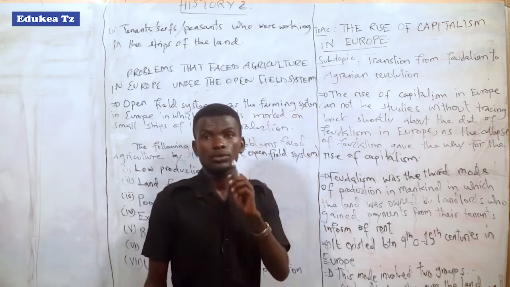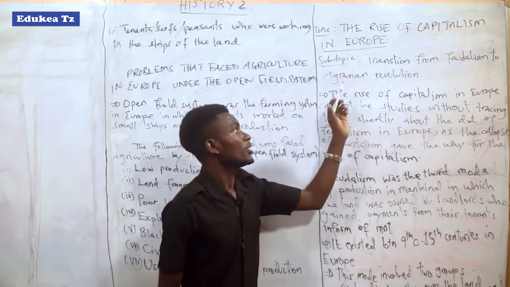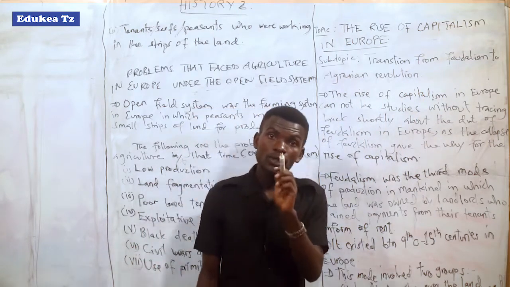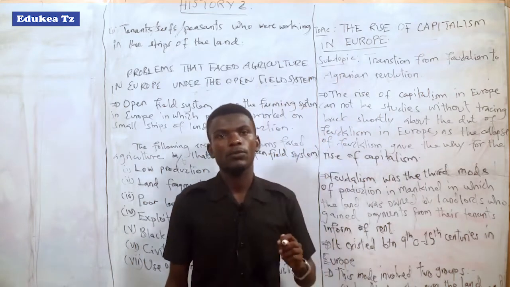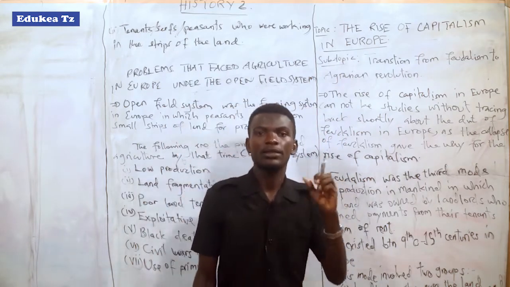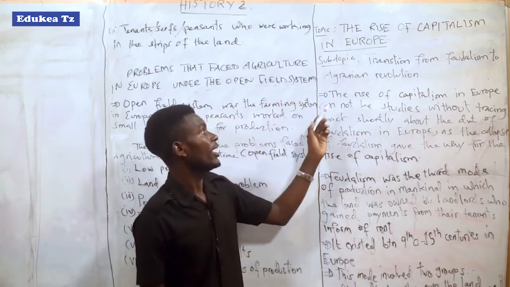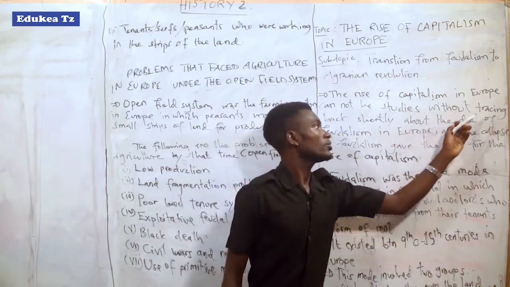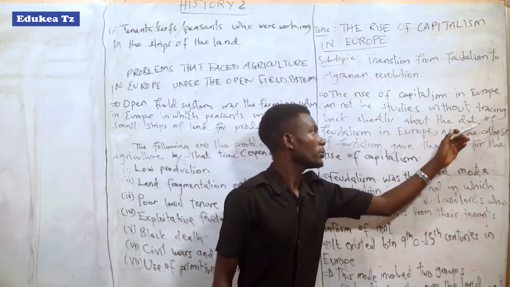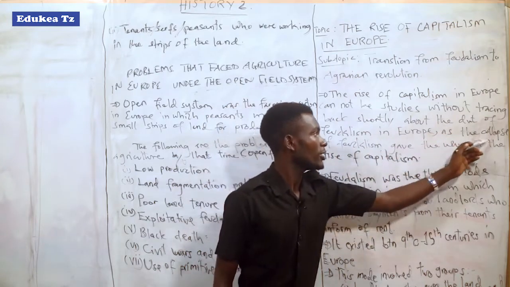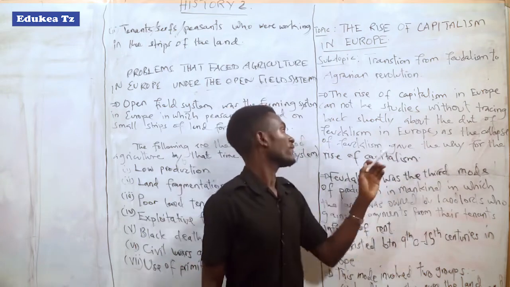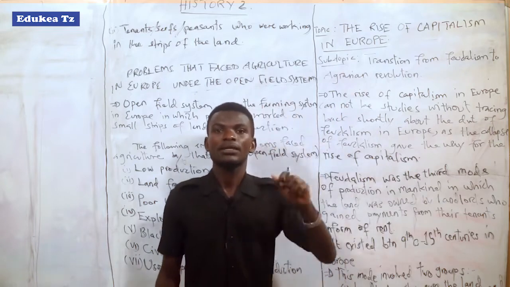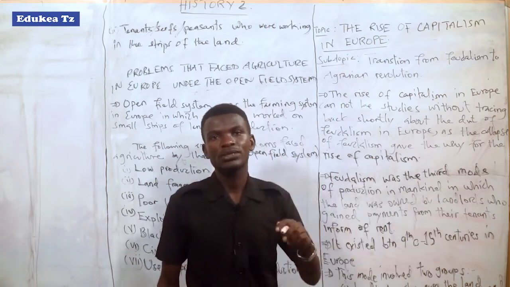So today we are going to look at the first subtopic, which is transition from feudalism to agrarian revolution. Before looking at the rise of capitalism in Europe, we have to trace back the development of feudalism. The rise of capitalism in Europe cannot be started without tracing back shortly the development of feudalism in Europe, as the collapse of feudalism gave the way for the rise of capitalism. So after the collapse of feudalism, that brought the chance for capitalism to take place.